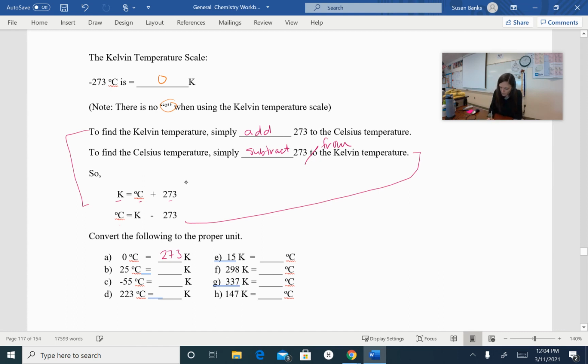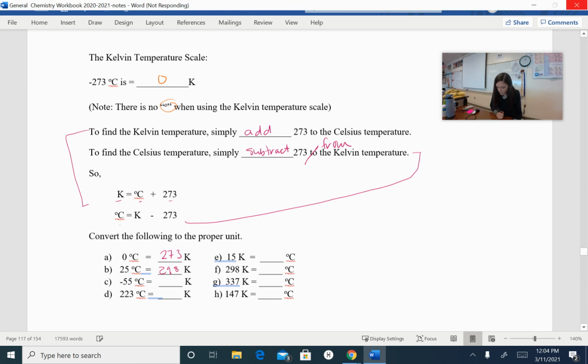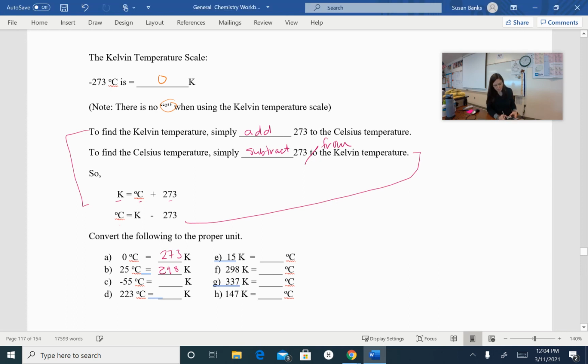So 25 plus 273 is 298. Okay, so if I have negative 55 plus 273 is 218. Okay, and 223 plus 273 is 496. Okay, how'd you do on that?